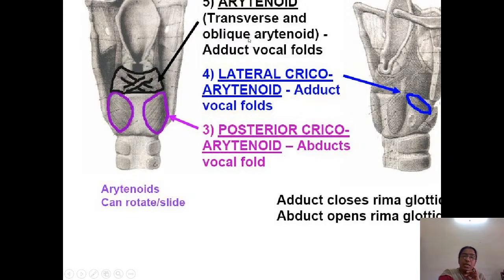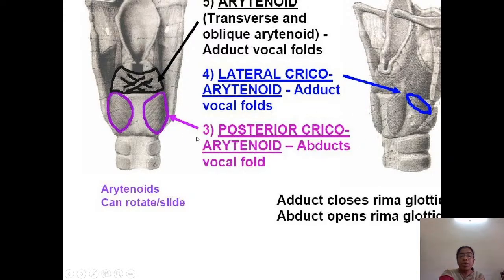What you are seeing here is the arytenoid. These are the two, and the muscle fibers are going transversely from one arytenoid to the other, called the transverse arytenoid, which is helpful for adduction of the vocal cords. Next, there is the lateral cricoarytenoid, which is also helpful for adduction of the vocal cords. So the transverse arytenoid and lateral cricoarytenoid are both helpful for adduction.